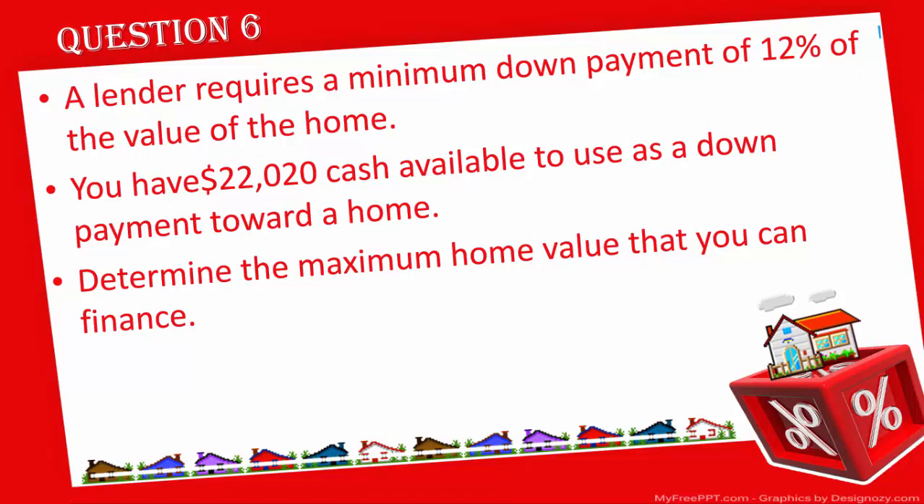So in this question, you want to figure out how much home you can buy, given that this is the amount of money, $22,020, you can put as a down payment. So again, we'll go to the whiteboard and work out the details of how we could figure this out.